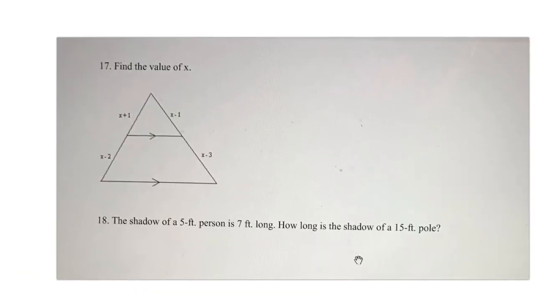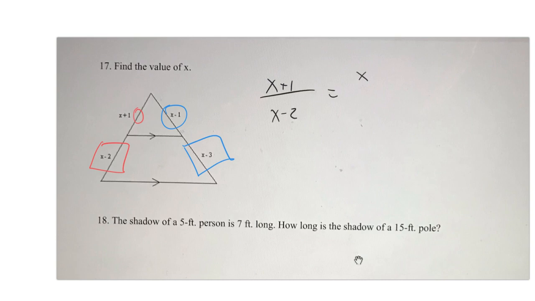Okay, looking at this one, find the value of x. Well, once again, you can set up a proportion. You can basically say that this part over this part is going to be equal to this part over that part. So we have x plus 1 over x minus 2 equals x minus 1 over x minus 3. And the reason we can get away with that is because these are parallel lines.